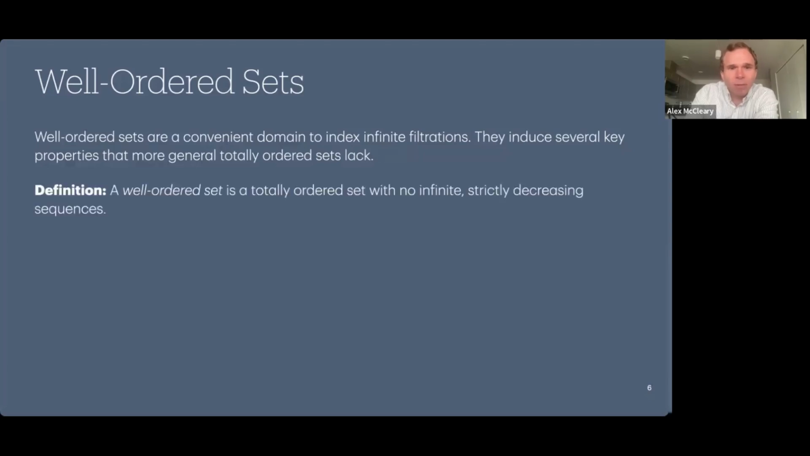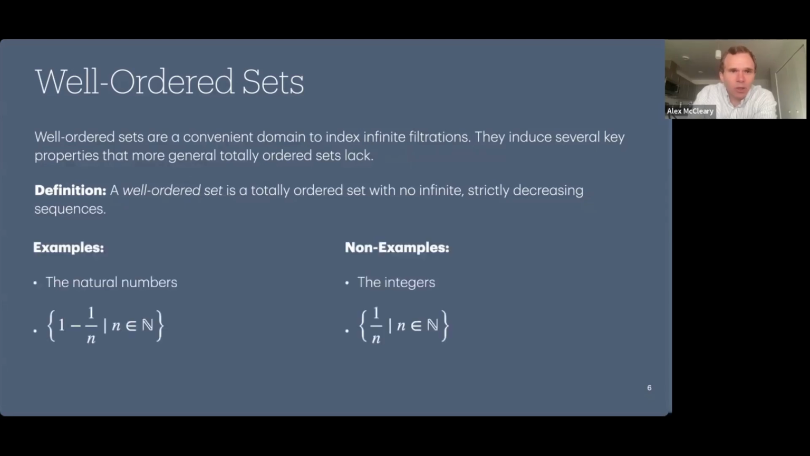So let's get to the definition of a well-ordered set. A well-ordered set is just a totally ordered set with no infinite, strictly decreasing sequences. Some examples are the natural numbers, and this sequence right here: 0, 1/2, 2/3, 3/4, etc., converging up to 1. So we have an upwards limit point, but no downwards limit points. That's the thing with well-ordered sets: we can't have downwards limit points, but upwards limit points are fine.